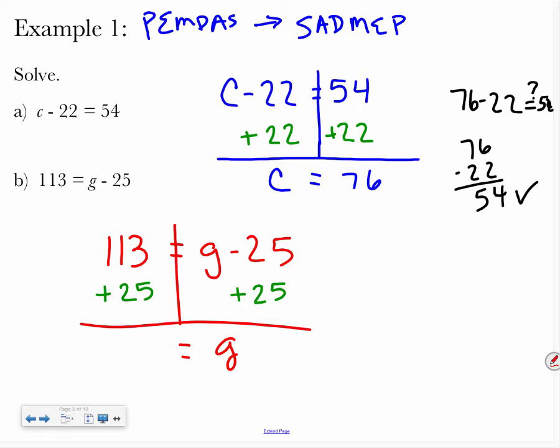And then 113 plus 25. 3 plus 5 gives us 8. 1 plus 2 is 3. And we carry down our 1. So 138. And the way that you can check it, you can say 138 minus 25, does that equal our 113? 8 minus 5 is 3, 3 minus 2 is 1, 1 minus 0 is 1. So you can see that checks out.